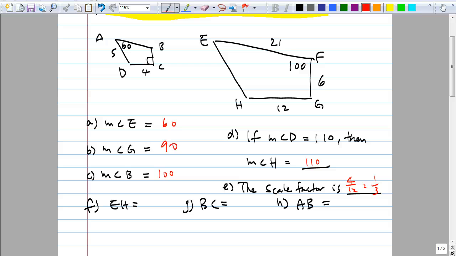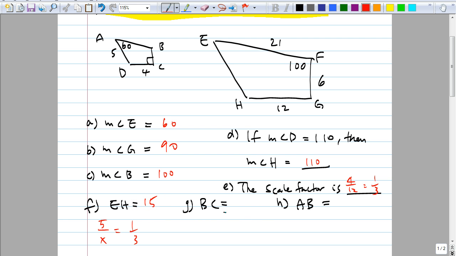So you do 5 over, let's call it x. Okay, 5 over x equals what? 1/3, right? Let's call EH as x. So what's the answer? 15. Okay, same thing for BC.